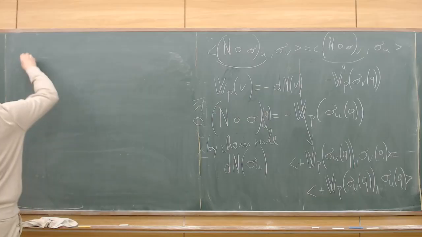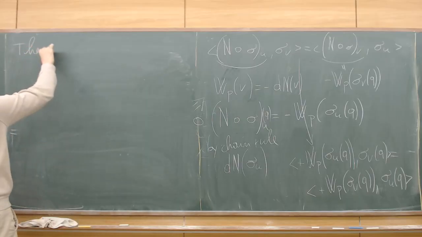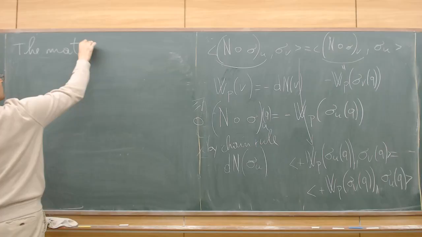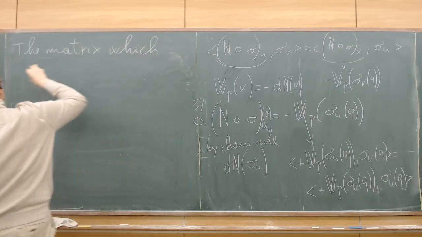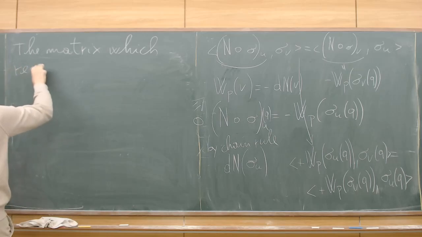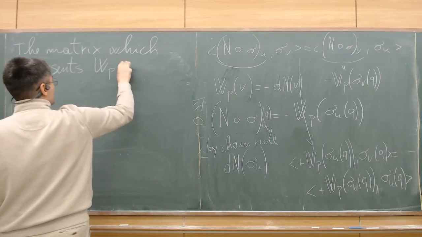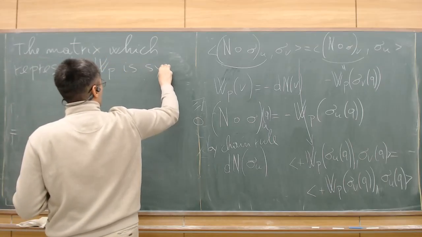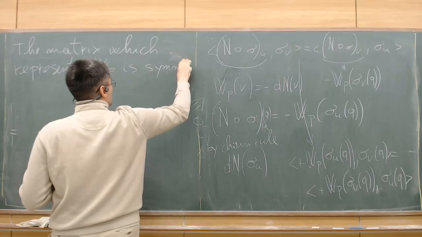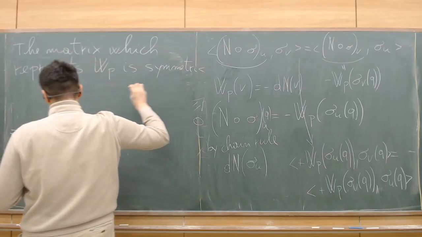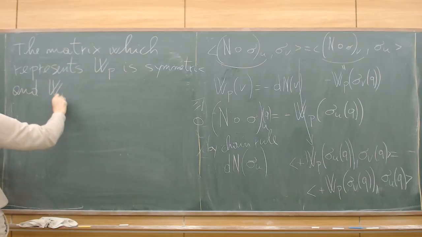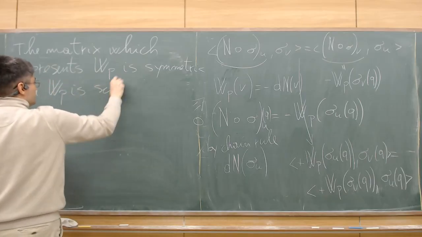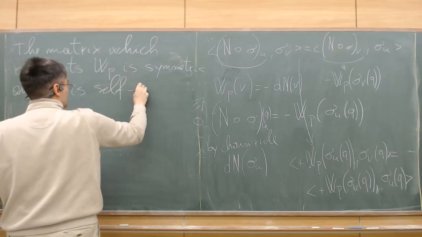So the matrix which represents WP is symmetric, and for this reason WP is self-adjoint.